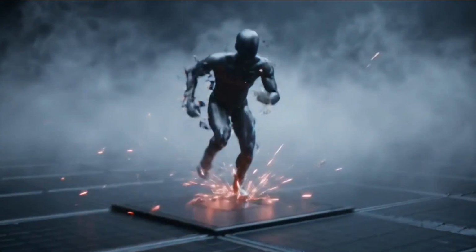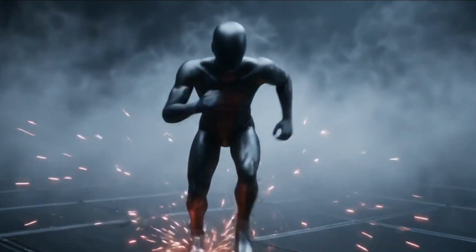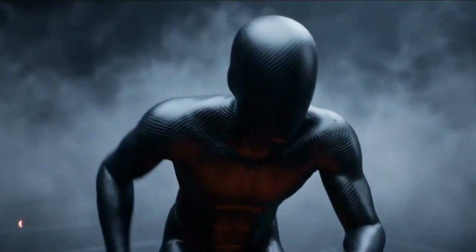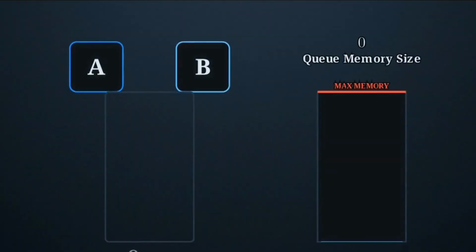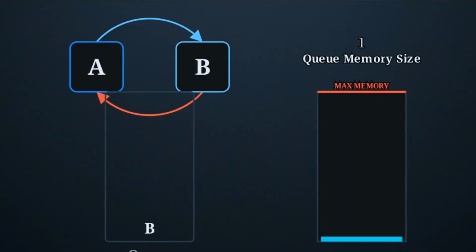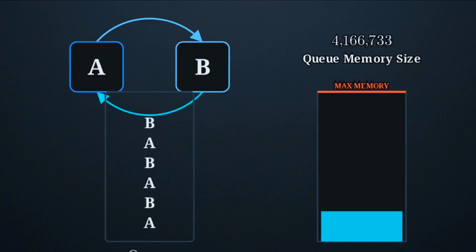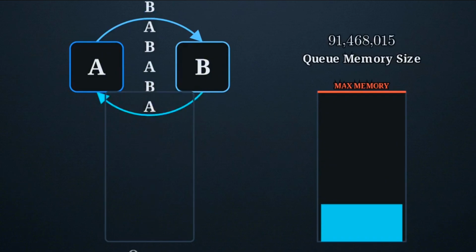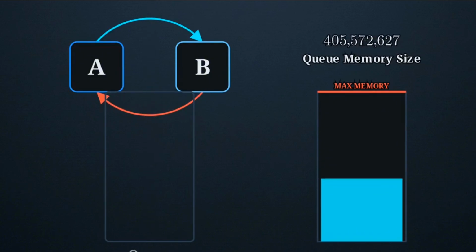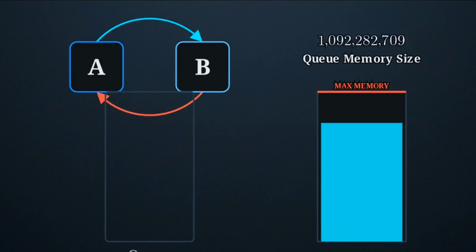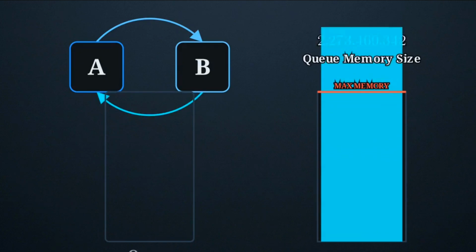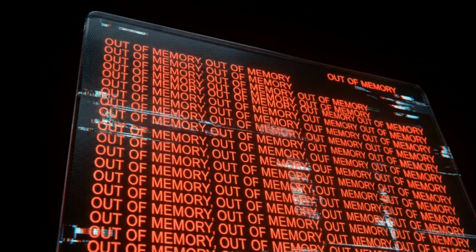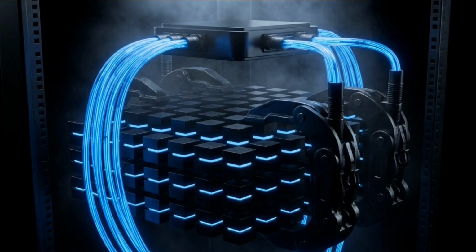The program executes, but the character jitters erratically back and forth between two spaces. This happens because the algorithm steps to a neighbor, and that neighbor then looks back and adds the original tile back into the queue. This creates an infinite cycle. The queue size explodes exponentially as the computer tries to remember billions of redundant steps, eventually leading to a fatal out-of-memory crash.